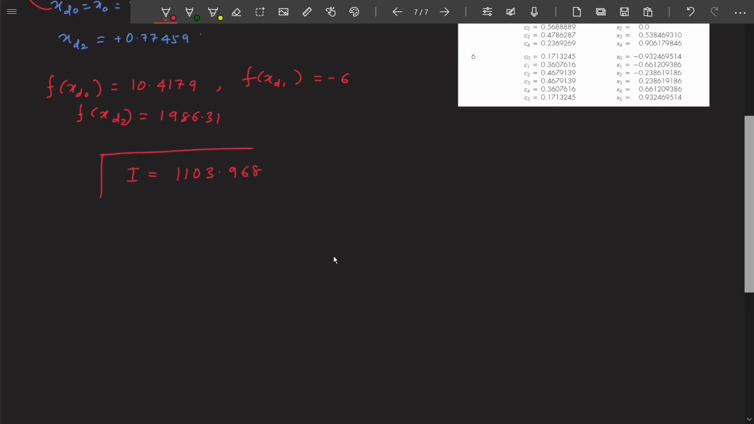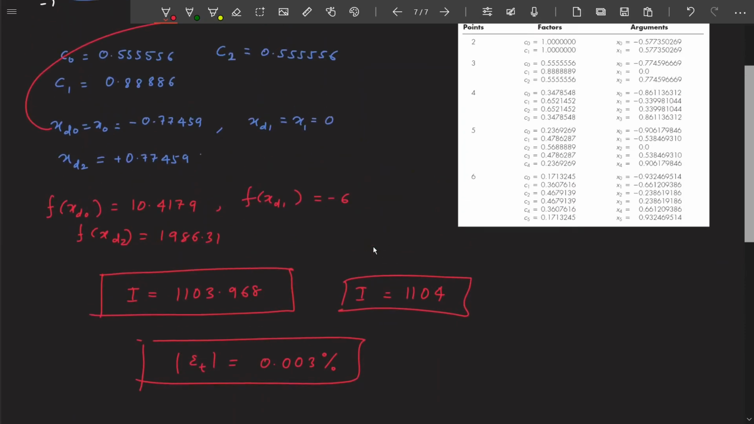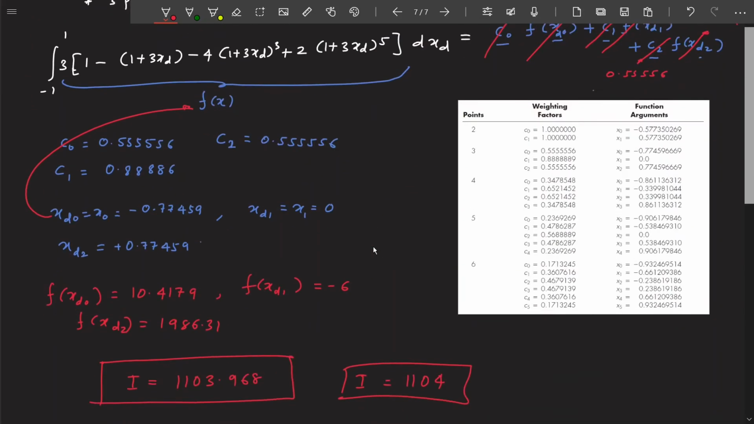1103.96. Wow, which is very, very close to the analytical value, which is 1104. So you'll realize the percentage error that we got here is 0.003%, which is a great thing. So this is your 3-point Gauss Quadrature.